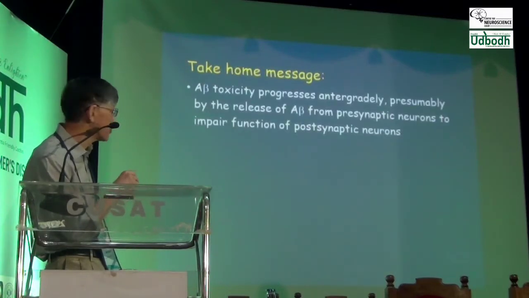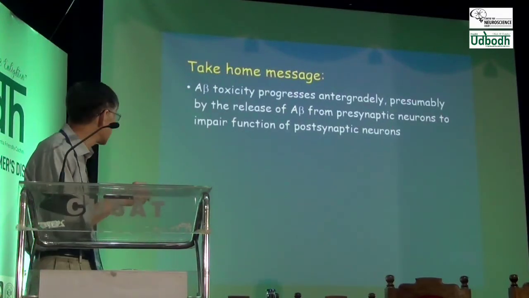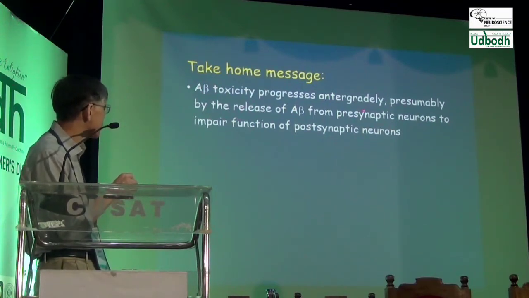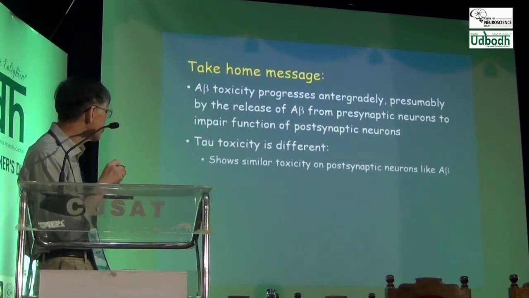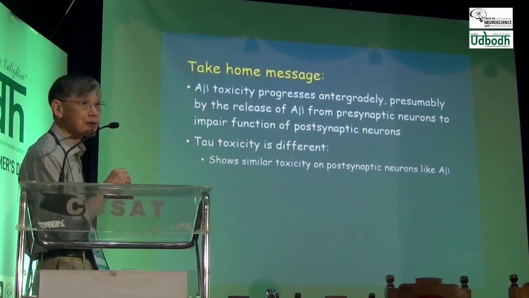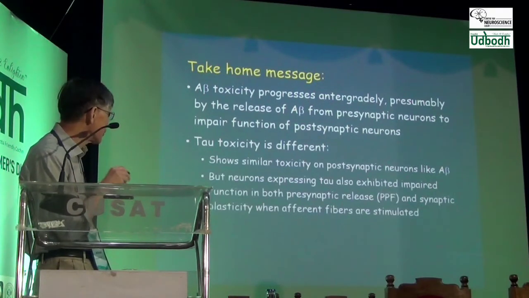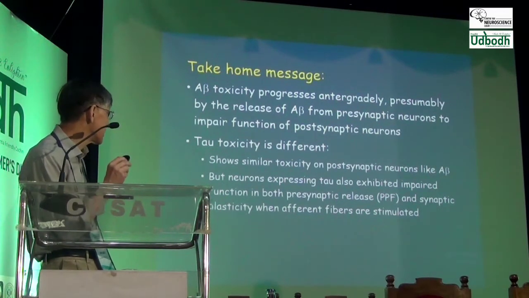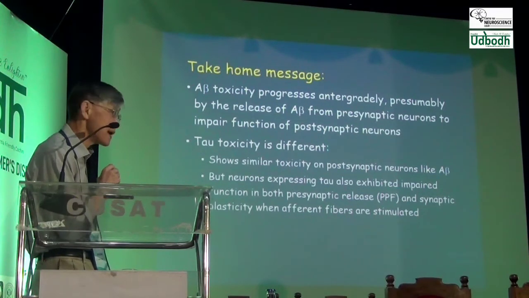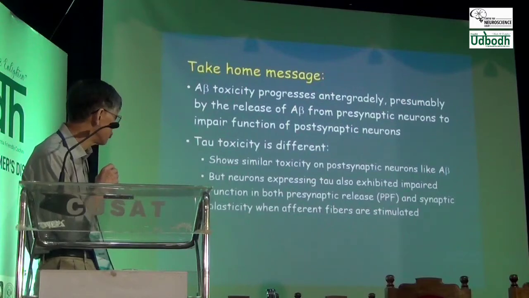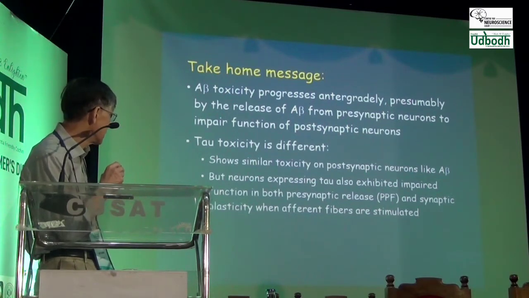So take-home message for this second vignette, a little short, which is that A-beta toxicity progresses anterogradely, presumably by release of A-beta from neurons, okay? But tau is different. It shows similar toxicity on postsynaptic neurons like A-beta, but the neurons expressing tau also exhibited impaired function in presynaptic release. We also saw changes in PPF, that is paired pulse facilitation, that I didn't show you, and synaptic plasticity when afferent fibers are stimulated.